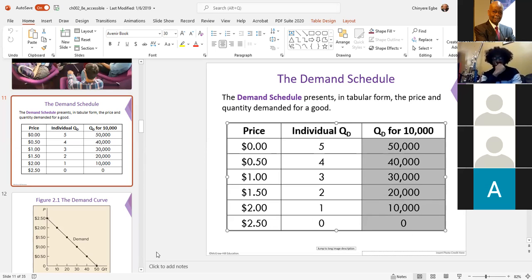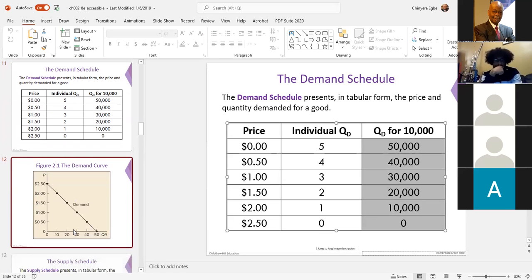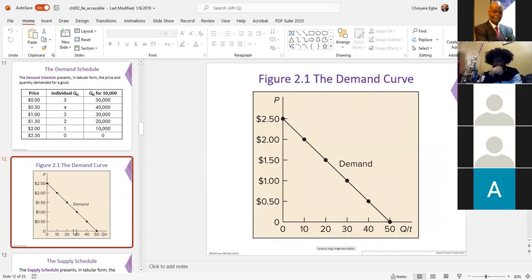All right, and so this is what you see here in this curve. I can see when the price is 0, the quantity is 50. When the price is 0.5, the quantity is 40.